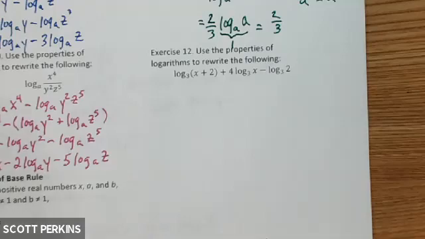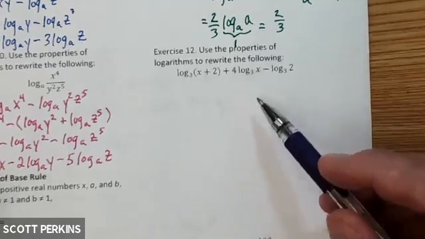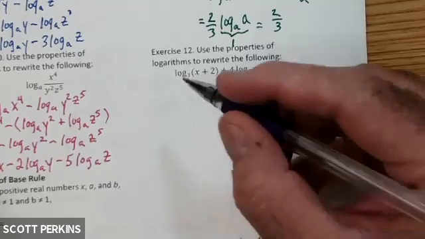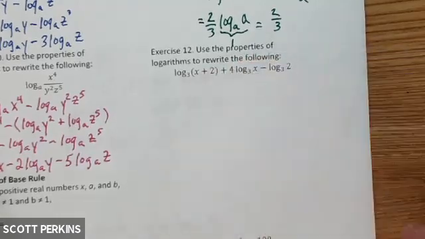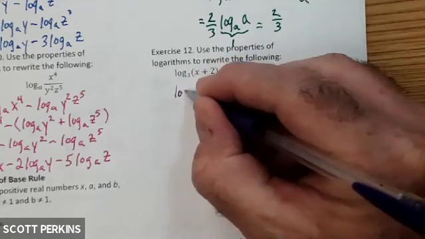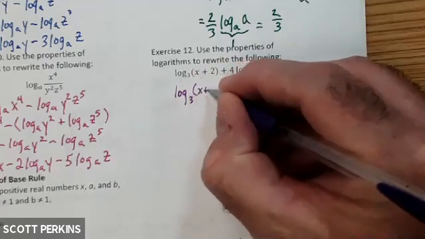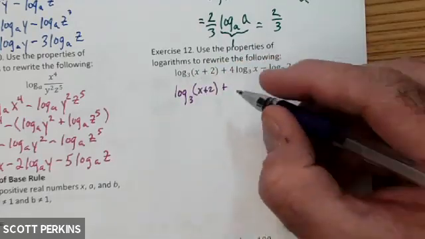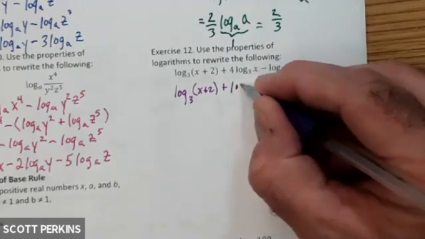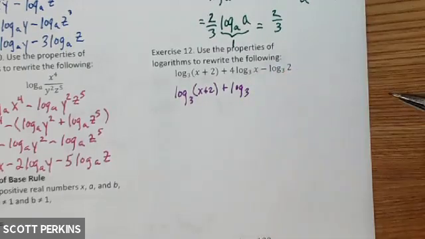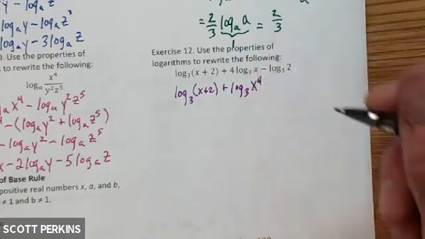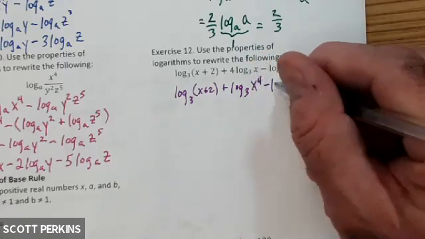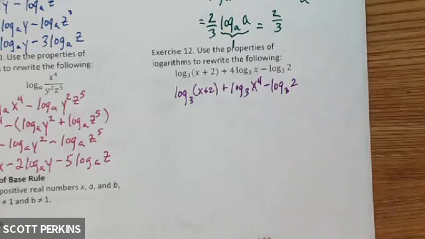Okay, so I did give you a little instruction. I would do the power rule first, get rid of those coefficients. In fact, you can't do anything else until the logarithms have nothing in front of them. So I've got the log base 3 of this x plus 2. And then according to the power rule, this next term is going to become log base 3 of what? X to the 4th. Fantastic. Thank you. And then minus log base 3 of just plain old 2.